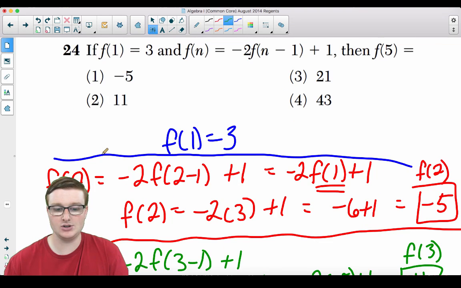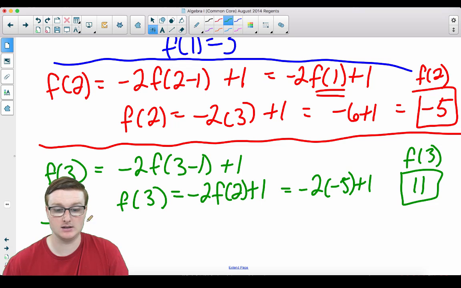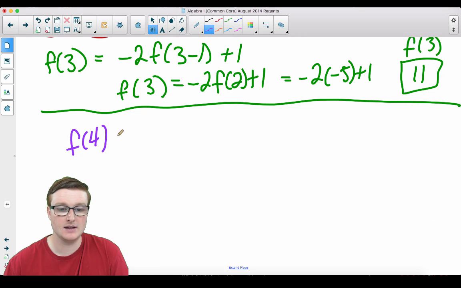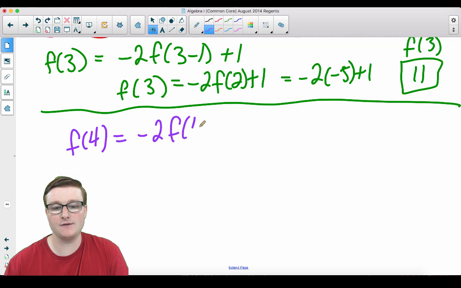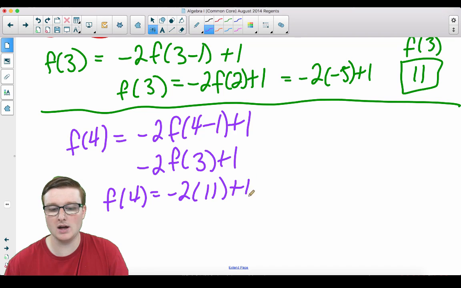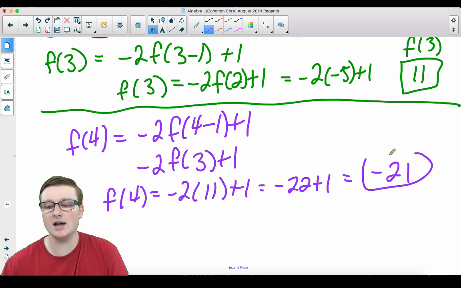All right, moving on to f of 4. This one takes a while. F of 4 is going to be negative 2 f of 4 minus 1 plus 1. We get negative 2 f of 3 plus 1. That will equal negative 2 times 11 plus 1. That's negative 22 plus 1. Your answer is negative 21 for f of 4.